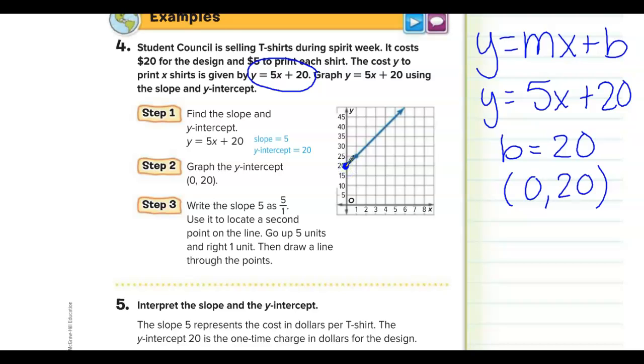What is the y-axis going by? 5. What is the x-axis going by? 1. It's always important to notice that to start with. Okay, so that was step 1.